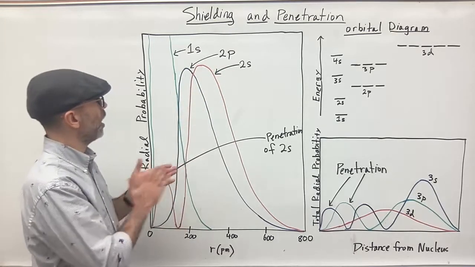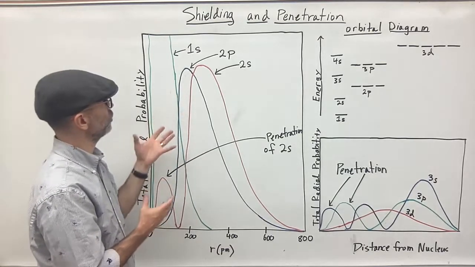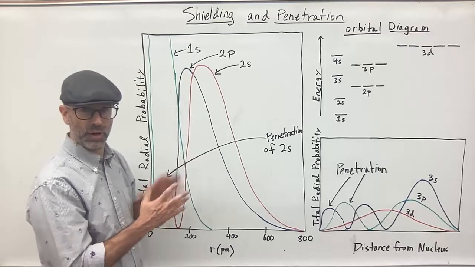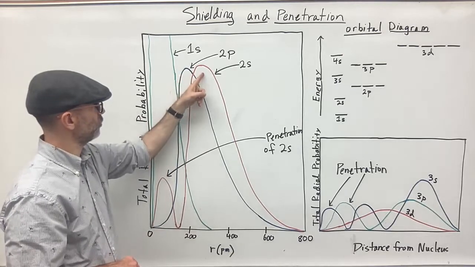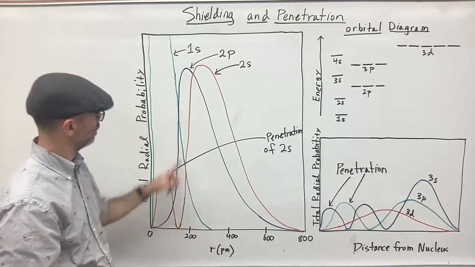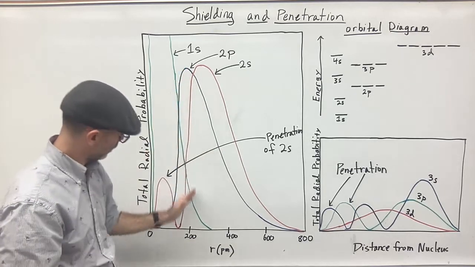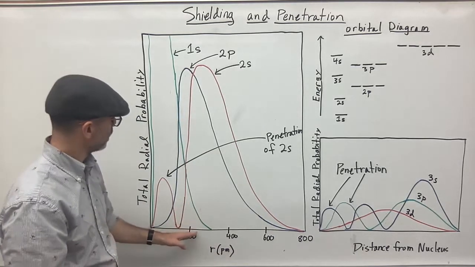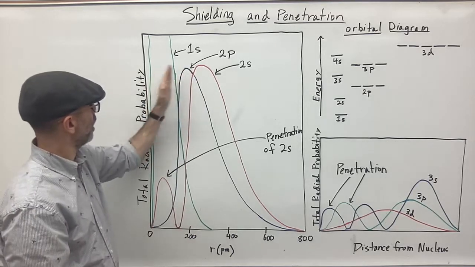Okay, if that was the only thing we were going to consider with shielding, then we would expect the energy of the electrons to be the same or very similar. However, what you'll notice with the 2p is that the probability distribution is kind of like this bell curve. The highest probability is at this highest peak, somewhere around here in distance. This is the distance from the nucleus. So the 2p electrons are going to be farther from the nucleus than the 1s.